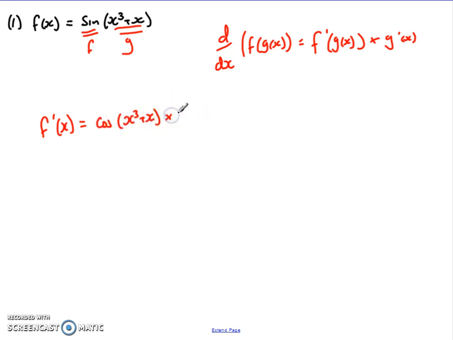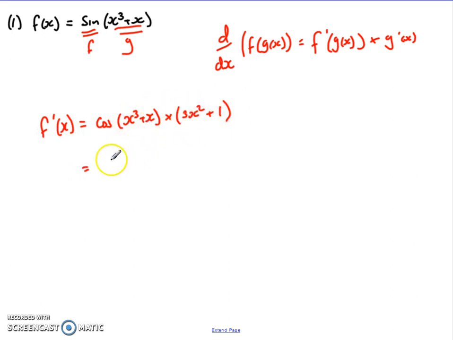We then have to multiply that by the derivative of the inner function, the g dashed of x. So we have to then take the derivative of this part here. Looking at each term on its own, derivative of x cubed, bring the power down, reduce it by 1. We get 3x squared plus, well, derivative of x is 1. Once we've done that, it's now just a case of simplifying it as much as we can.